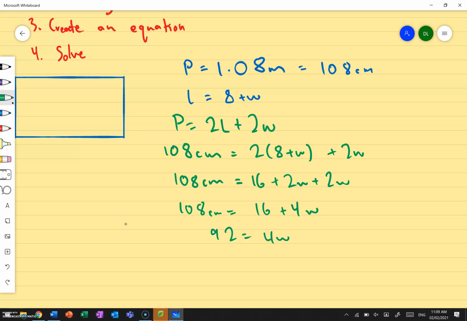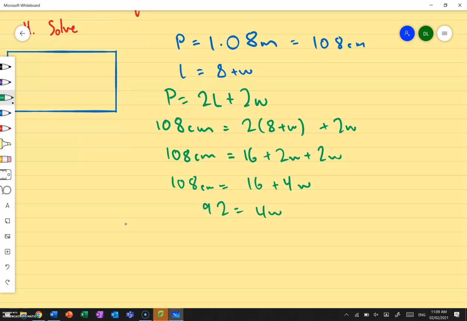Sorry? 92 divided by 4, thank you very much. So I divide both sides by 4. So that's, well, let's write W on this side. What's 92 divided by 4? What's 80 divided by 4? 20. And we still have 12 left over, so 12 divided by 4 is 3. Are we done? No. Why not?